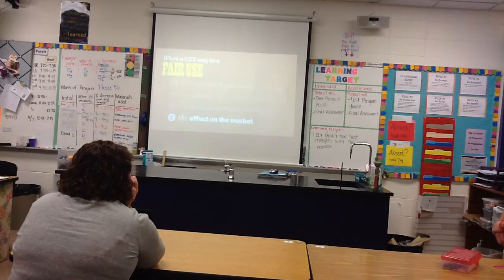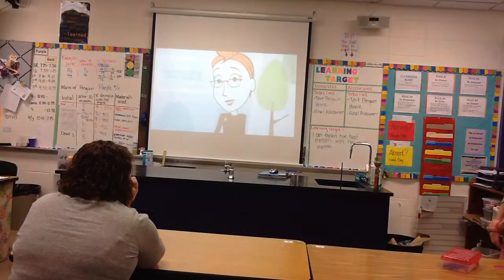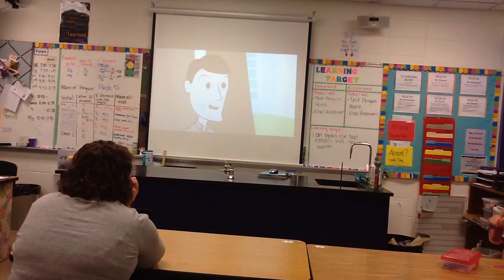And finally, you need to consider the effect of the use on the market or the potential market. If your use might result in economic loss to the copyright holder, then it is less likely to be a fair use. No single factor is enough. You have to weigh all 4 in order to determine if the use is really fair use. Wow, I didn't know that.